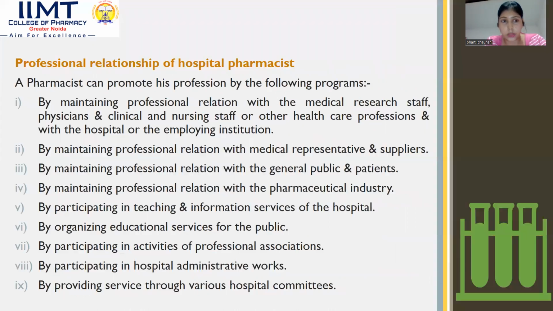These points should be considered by the chief pharmacist only. Now, last is the professional relationship of a hospital pharmacist. What is a professional relationship? You can understand by that, a pharmacist can promote his profession by the following programs: by maintaining a professional relationship with the medical research staff, physicians, clinical nursing staff, or other healthcare professionals within the hospital or the employing institution, by maintaining a professional relationship with medical representatives and suppliers. These are the demands.